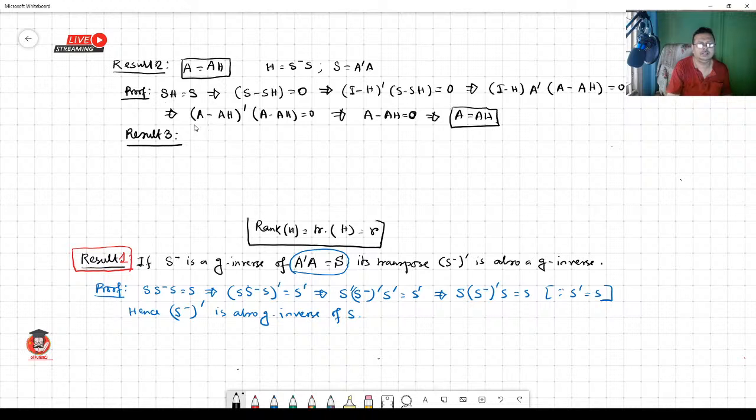You can think this is a vector, A minus AH, same thing. The same thing happens for a matrix also. So this should imply A minus AH equal to 0, hence A equal to AH. Okay.